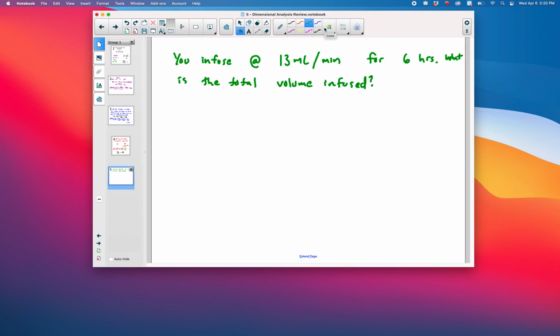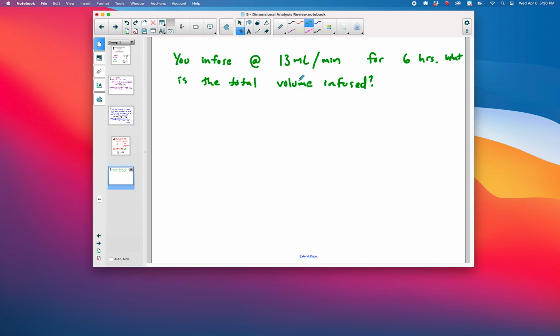All right, here we go. Is this a rate or is it a single unit? This is a single unit. I can tell it's a single unit because the question asks, what is the total volume infused? Well, that is a single unit. That's just like liters or milliliters. It's not milliliters per hour. So I know that I'm starting with a single unit.